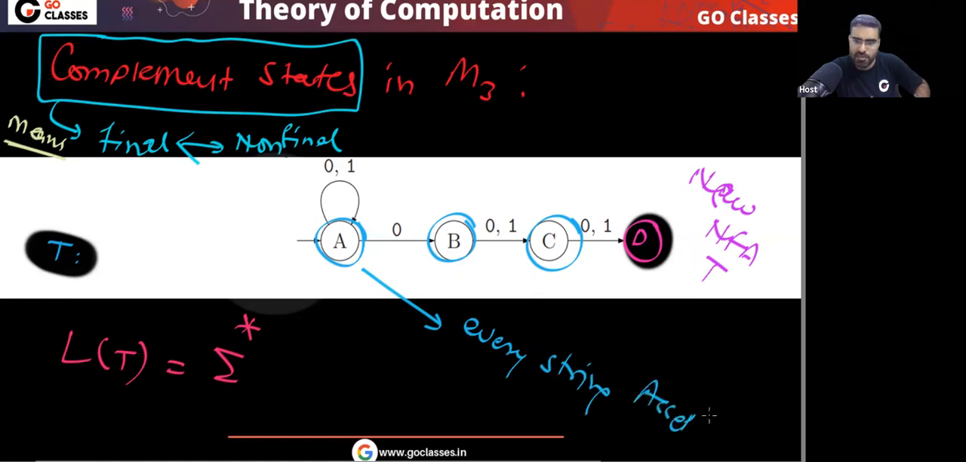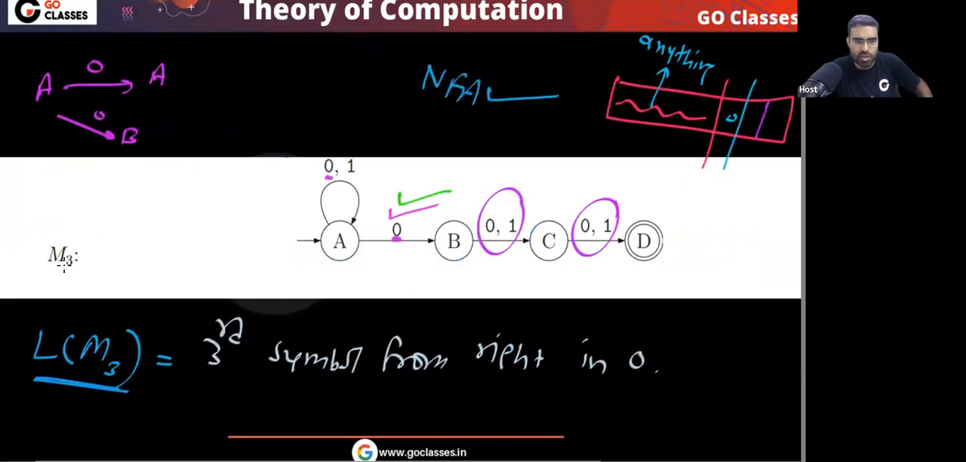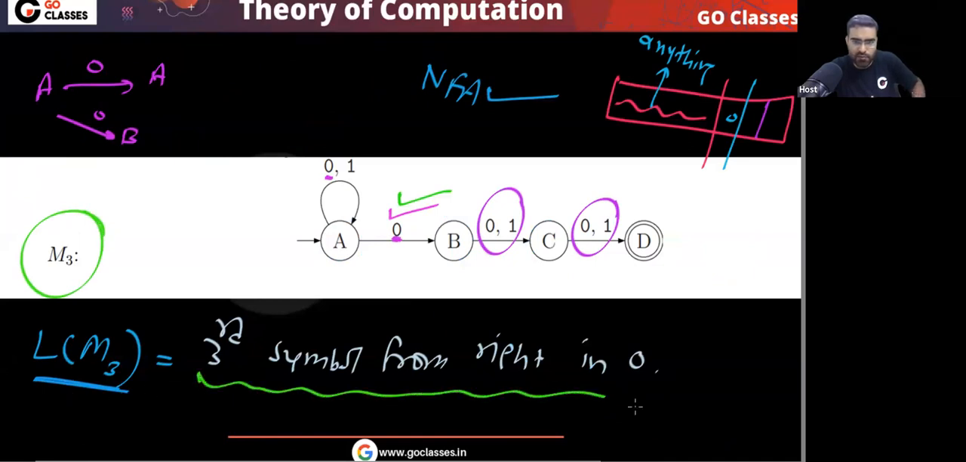Every string is accepted. So tell me, can I say this is the complement of the language of the previous NFA? This is your previous NFA, whose language is: third symbol from right is 0.